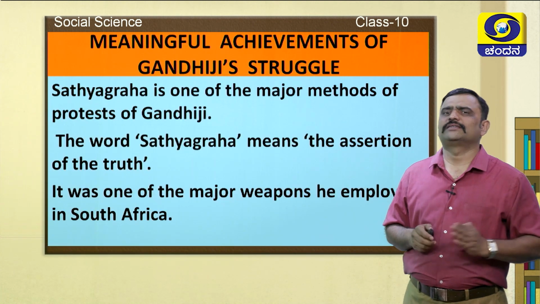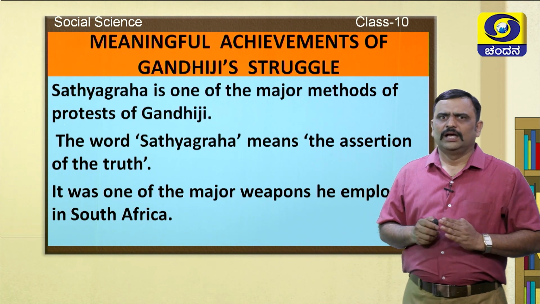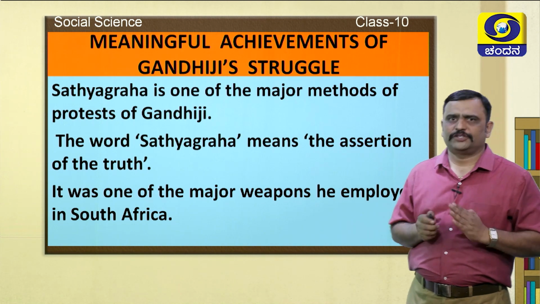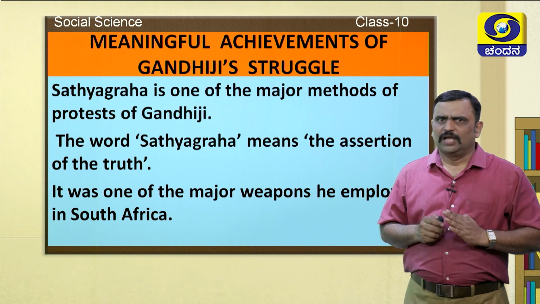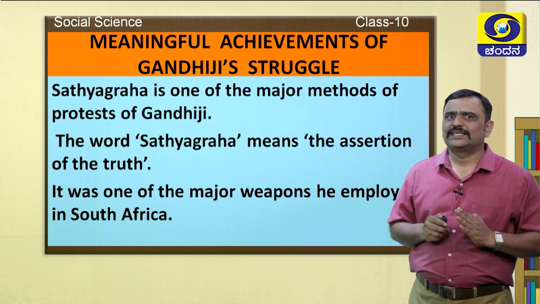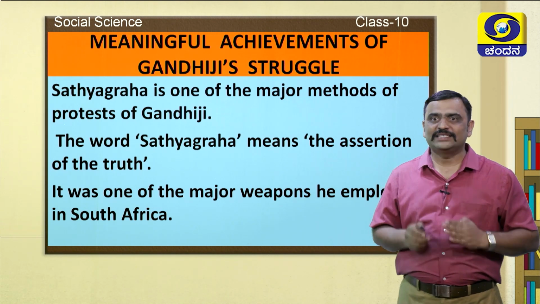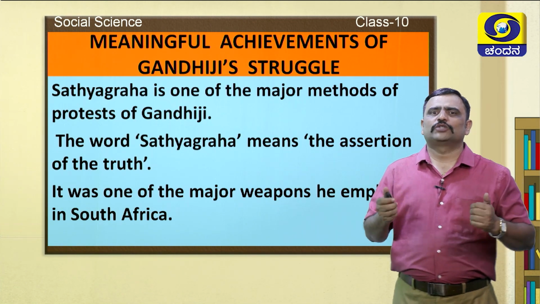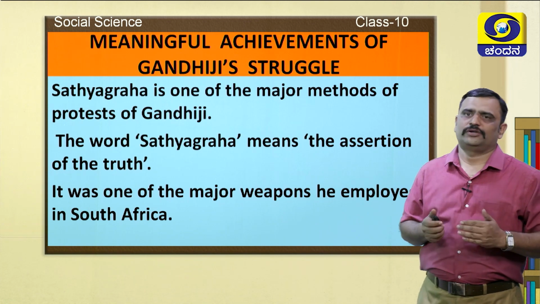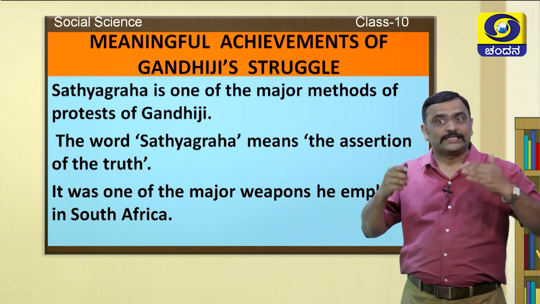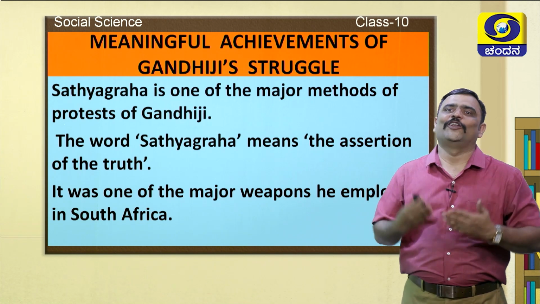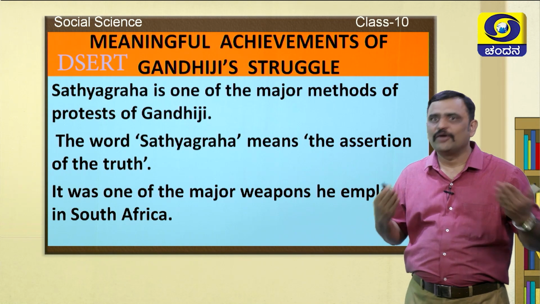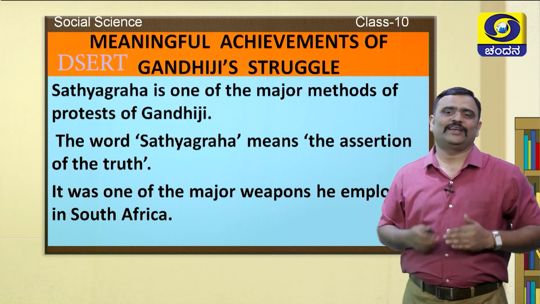Meaningful achievements of Gandhiji's struggle. Satyagraha is one of the major methods of protest of Mahatma Gandhiji. The word Satyagraha means the assertion of the truth, means the strong demand for the truth. It was one of the major weapons which Mahatma Gandhiji employed in South Africa, and he was successful in getting his demands fulfilled, the demands of his community fulfilled in South Africa.